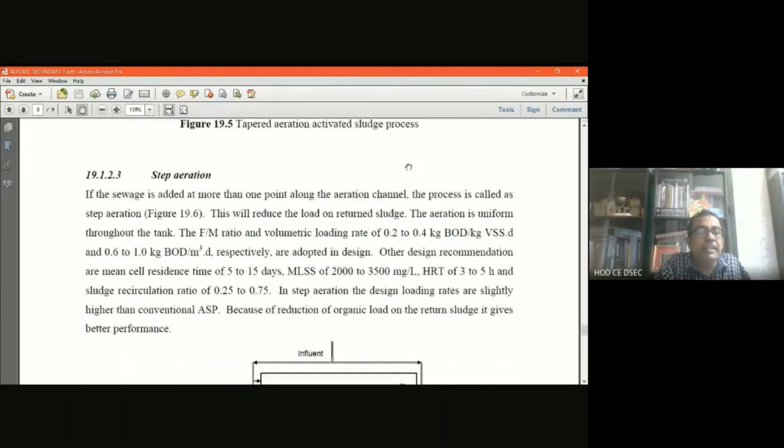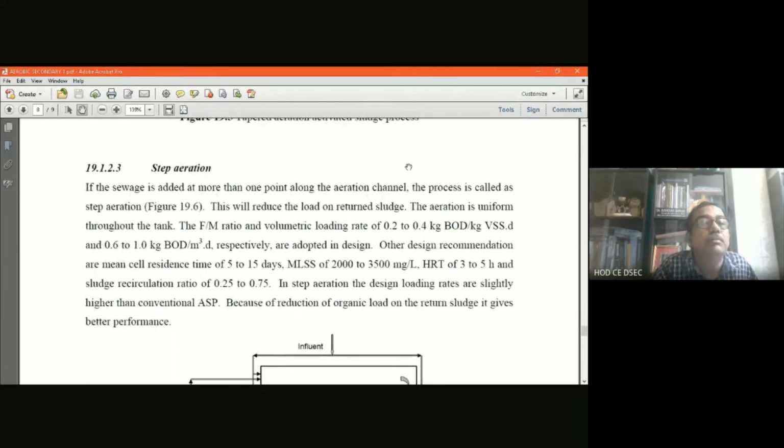Now the step aeration, we can talk about the step aeration. If the sewage is added at more than one point along the aeration channel, then it is called step aeration, because this will reduce the load on the return sludge. The aeration will be uniform throughout the tank.